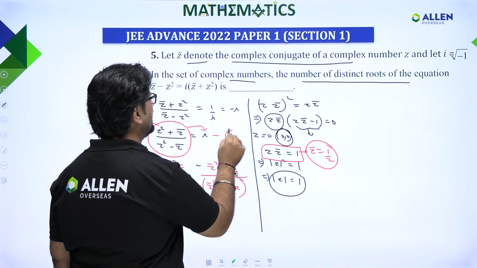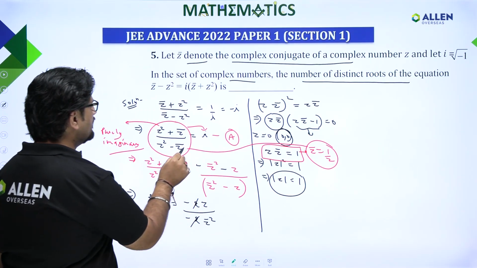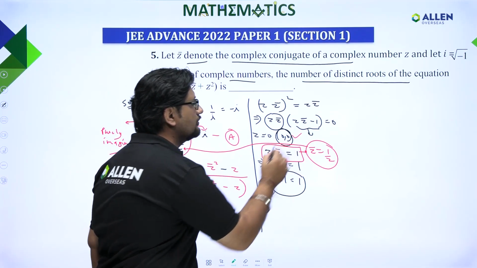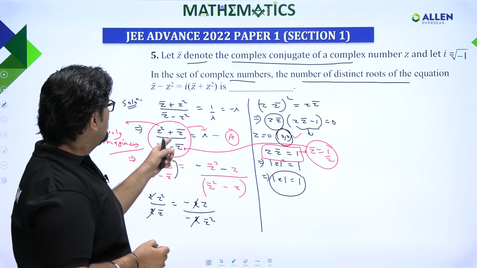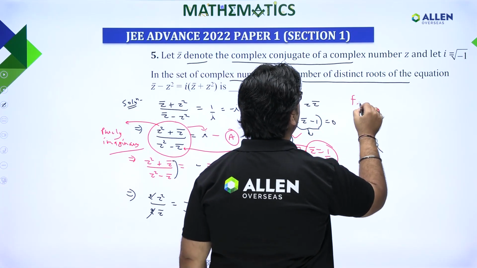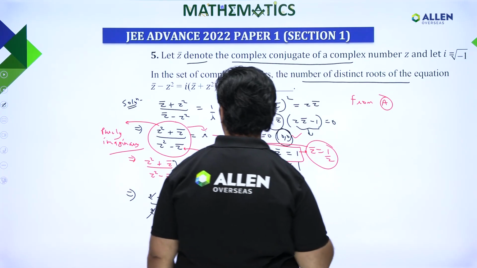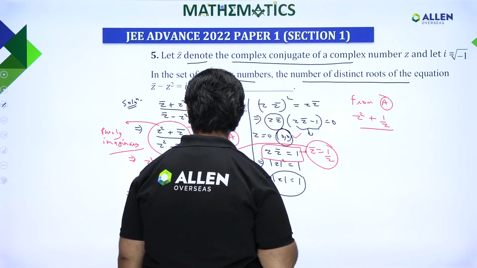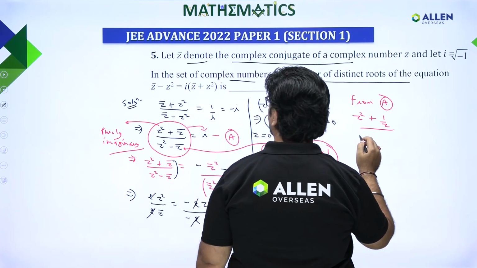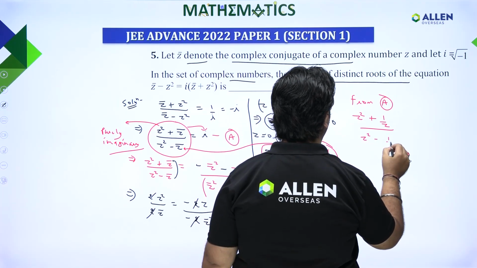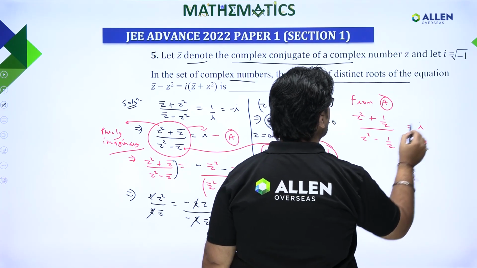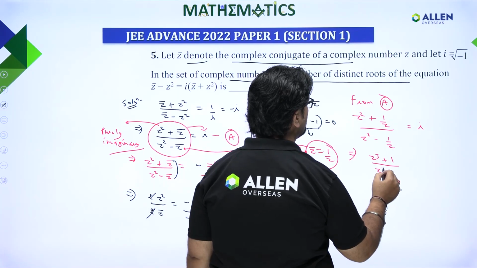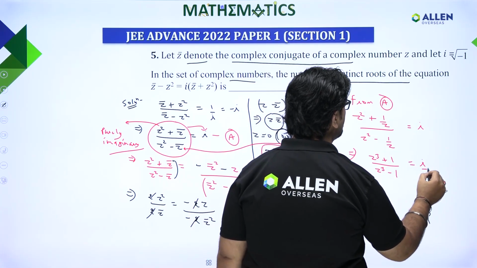Let us say this is equation number A, first of all. I am putting the value of z bar in equation A for solving z further. One solution I have got is 0. Now if I put this value of z bar in equation A, it will be z square plus 1 upon z, and in the division I will be getting z square minus 1 upon z, which equals iota. So I will say that this is (z cube plus 1) upon (z cube minus 1) equals iota by 1.